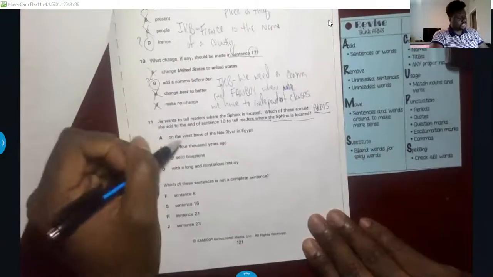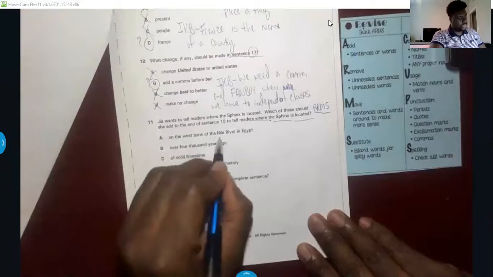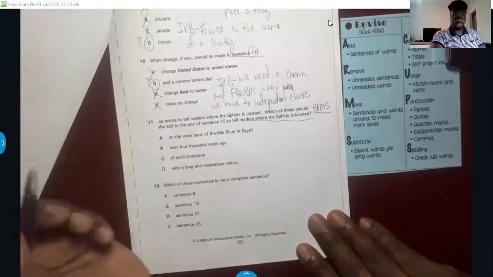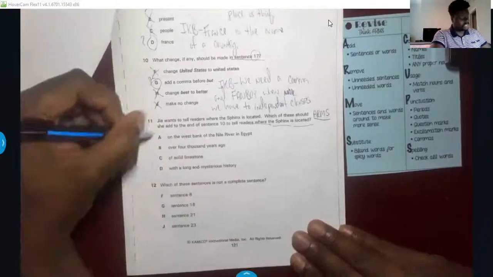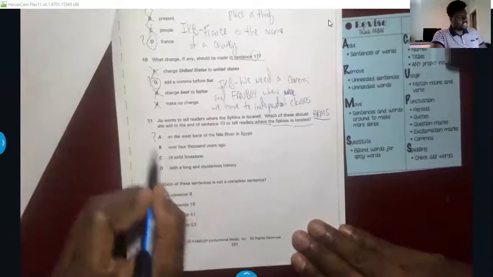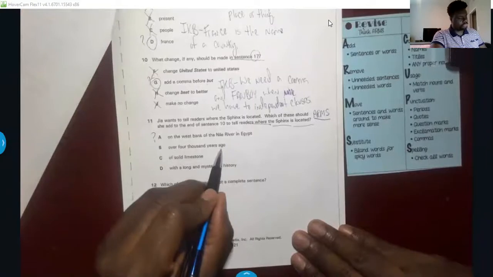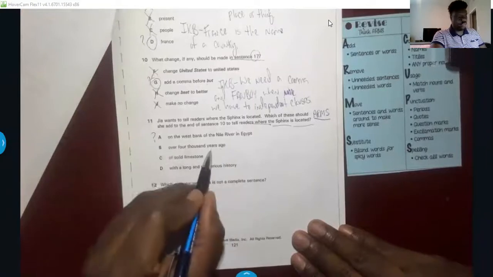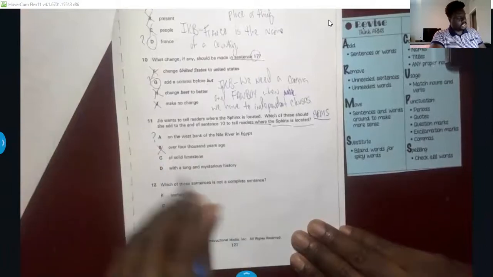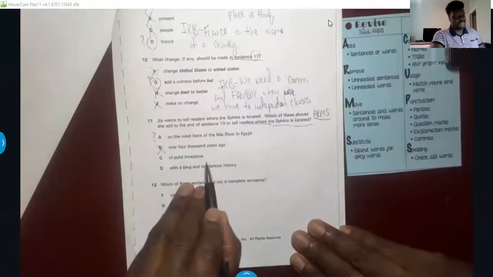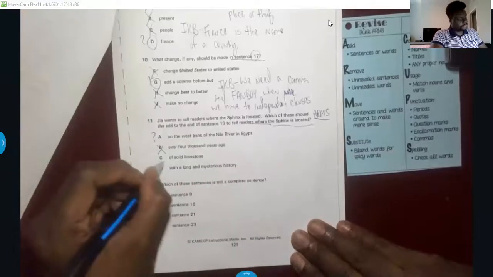The Sphinx is a giant statue on the west bank of the Nile River in Egypt. That's giving us a location, very specific location. The Sphinx is a large statue over 4,000 years ago. Okay. This is telling us when it was made, but it's not telling us where. Sphinx is a statue of solid limestone. That's telling us what it is made out of, but it's not telling us where.